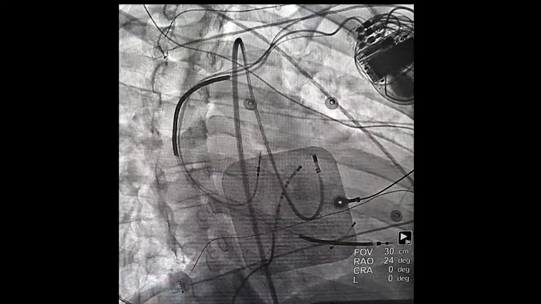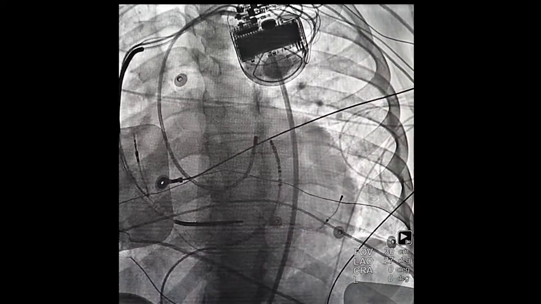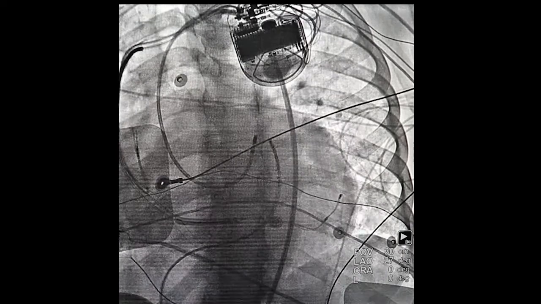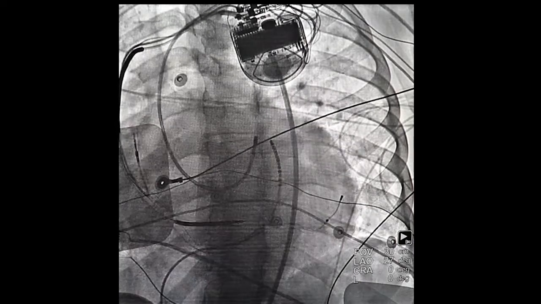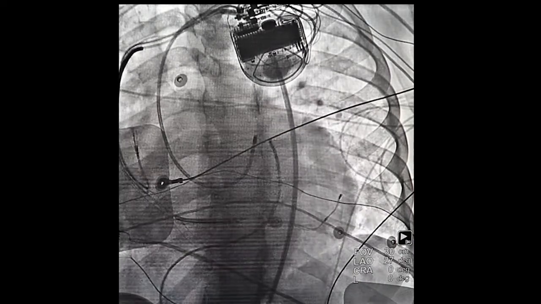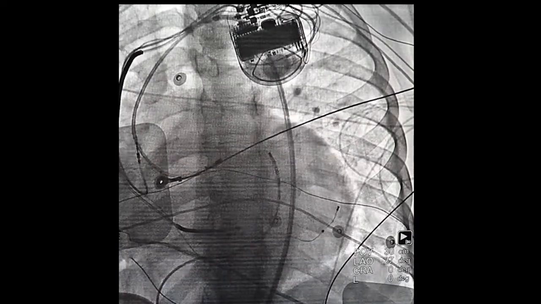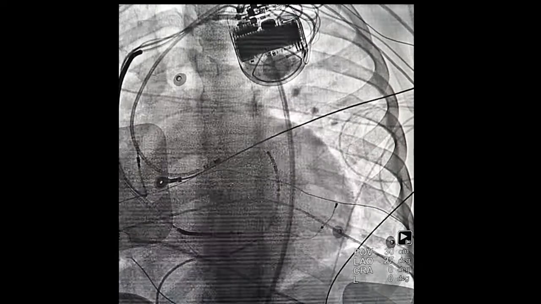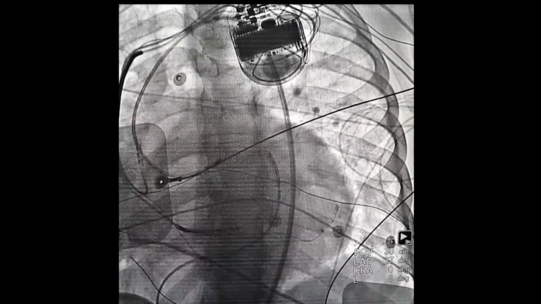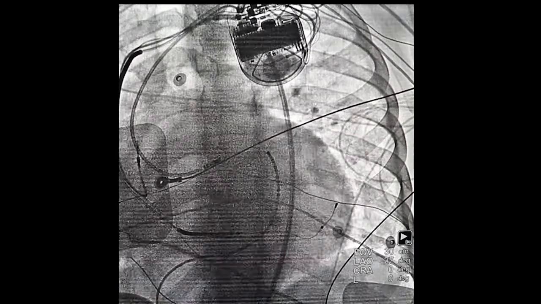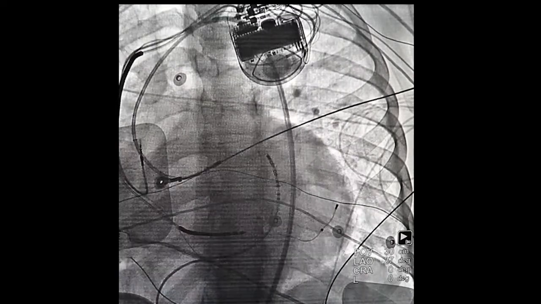This is our RAO view. This is the LAO view of the ablation catheter at the LV summit opposing the distal CS catheter, where we found interesting signals, and we delivered ablation at this site. This is another position of the ablation catheter, which is introduced via the right femoral artery and via a long sheath for better stability. This is the junction between the right coronary cusp and the left coronary cusp.